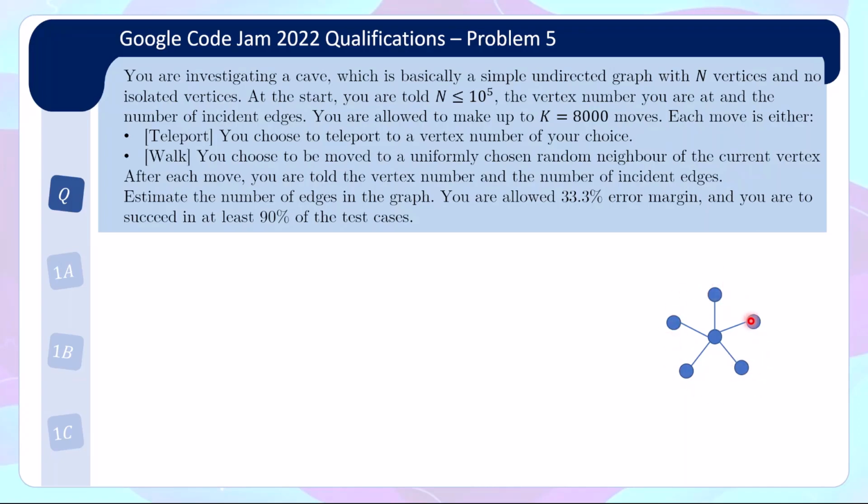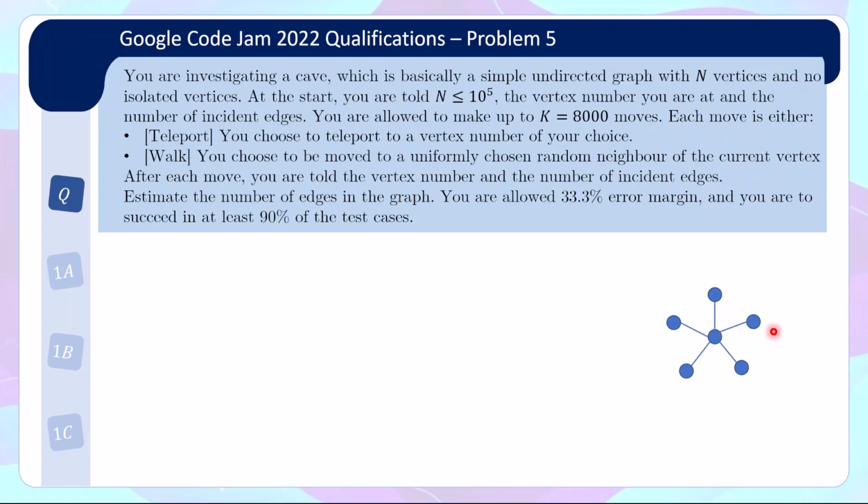And if you are to teleport to 8,000 randomly chosen vertices, chances are you will hit like 8,000 leaves and you will not hit the center. Then your sample will estimate that the average degree is 1. So your estimated number of edges is actually n over 2, because the estimated average degree is 1, so times n vertices, but divide by 2, so n over 2. But the actual number of edges is actually n. So you're like 50% off.